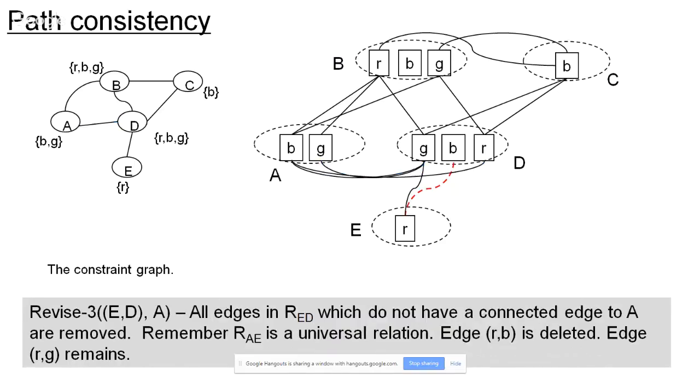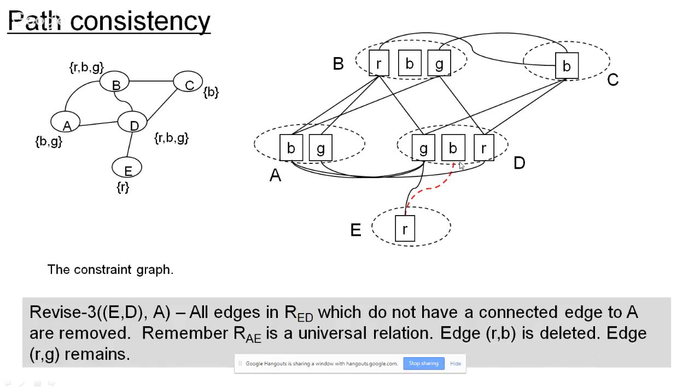After this, if we do E and D with respect to A, we will end up removing this edge RB that you can see between E and D. And the reason for that is that we cannot complete a triangle with them. Even though the relation A and E is a universal relation, we cannot complete a triangle because from B, we don't have a connection to any value in A. From this color blue in D, we don't have a connection to any value in A, and therefore we'll end up removing this edge.